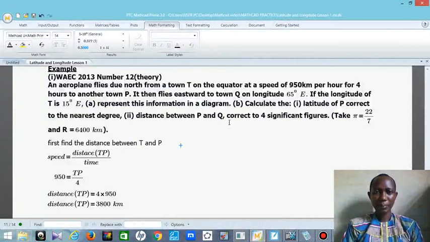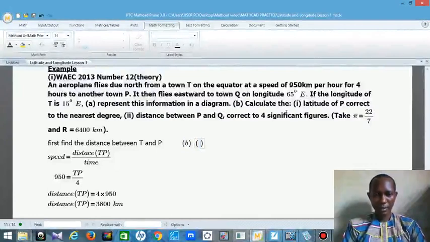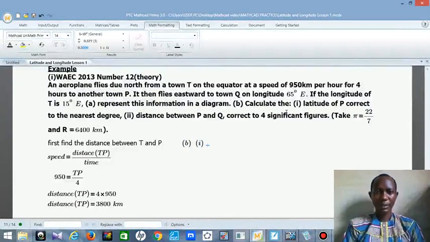Then let's see the B part now. The B part says calculate the number one, that is B(i), latitude of P. So this is what they want us to calculate. Then how do you get latitude of P? In order to calculate latitude of P, you need to know the distance between T to P.